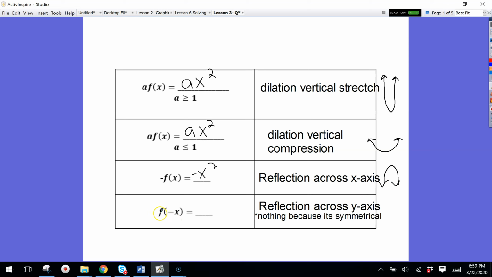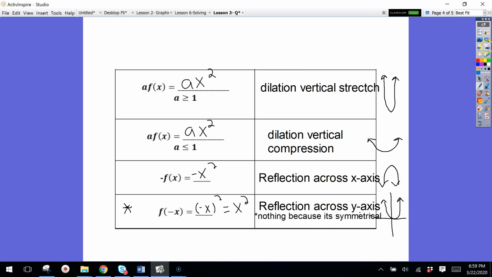And then the next transformation you can do is take the x and make it negative and then square it. But what happens when you square a negative number? Well, it becomes positive, so it's still going to be x squared. So this is what we call a reflection across the y-axis. And if you remember, our parent function is symmetrical on the y-axis. So if you reflect it across the y-axis, you get the same exact thing. Nothing really happens to it. I just put this transformation in there so that you can be aware that it doesn't do anything.